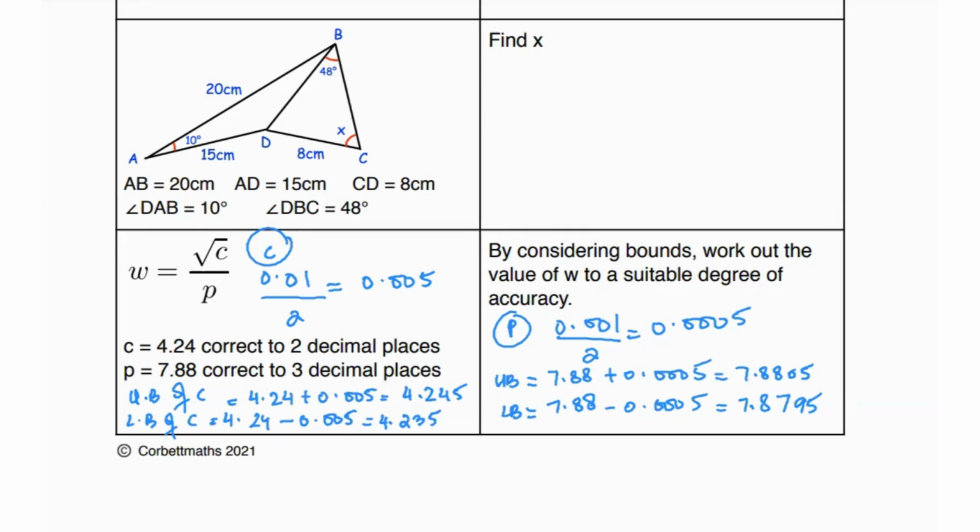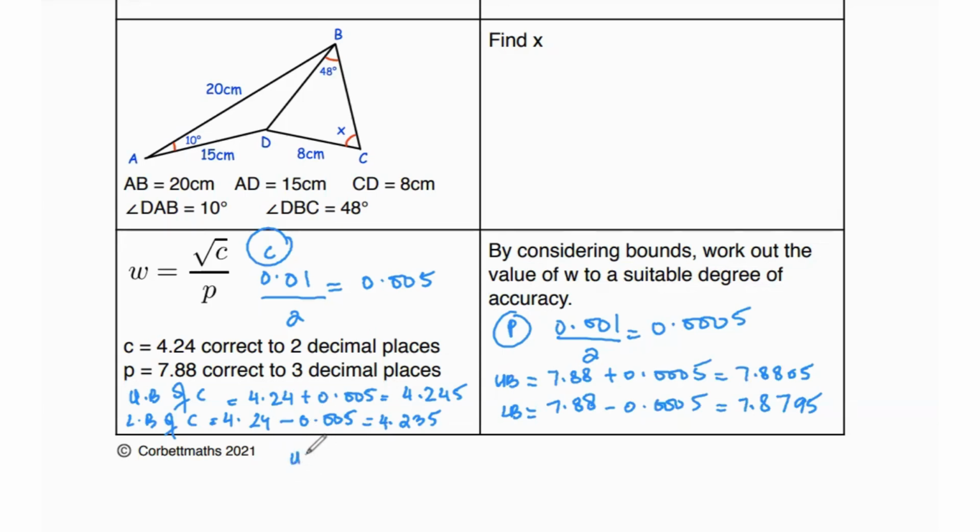So now that we have the upper bounds and lower bounds of C and P sorted, we need to figure out how we find the upper and lower bound for W. To find the upper and lower bound in cases of division, if we're trying to find the upper bound, then the numerator is the upper bound and the denominator is the lower bound. And if we're trying to find the lower bound in division, the numerator is going to be the lower bound and the denominator is going to be the upper bound.